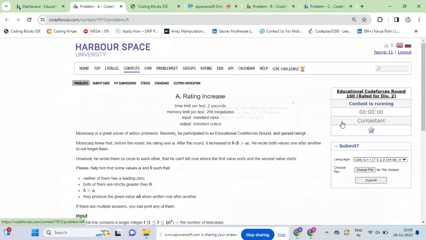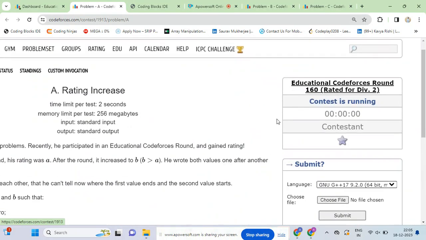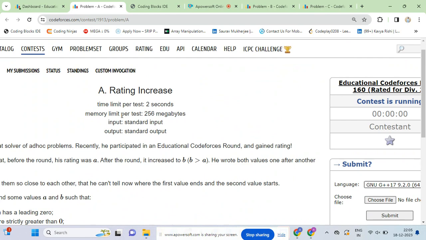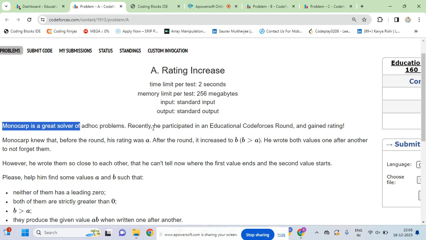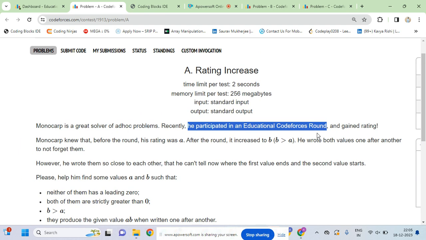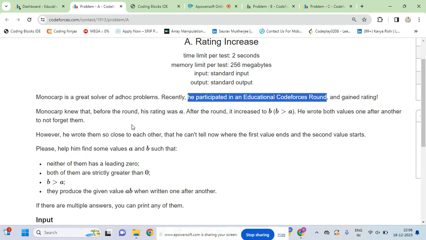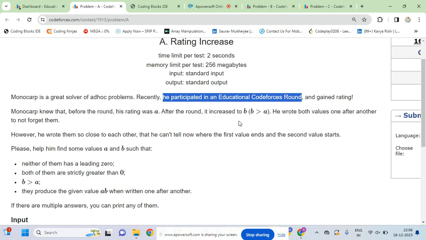In this video, let's see Educational Codeforces Round 160, which happened on 18th December, and it's the first problem in this round: Rating Increase. You have been given Monocarp, a great solver of ad hoc problems. Recently, he participated in a contest and gained some rating. He knew that before, his rating was A, and after that it increased to B.